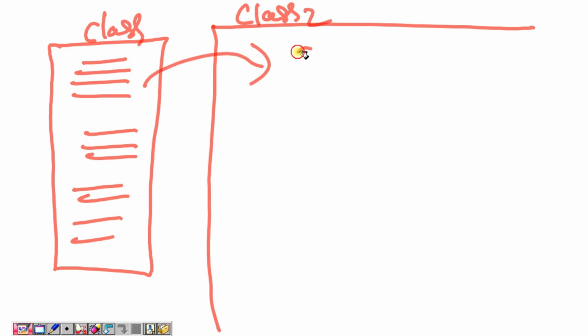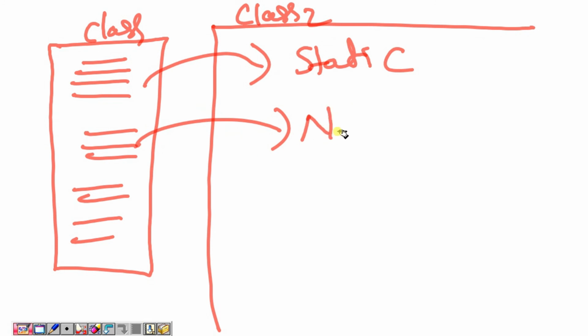How can we access the static information? How can we access the non-static information? This is what we will go for here. First, we declare the static information and non-static information in one class. That information we can access in another class.